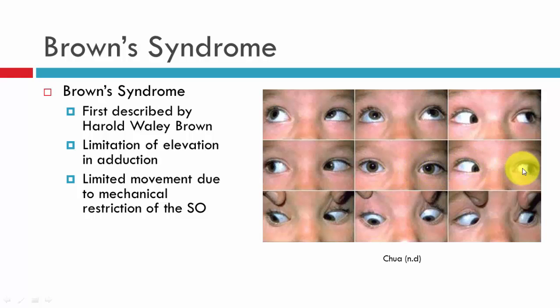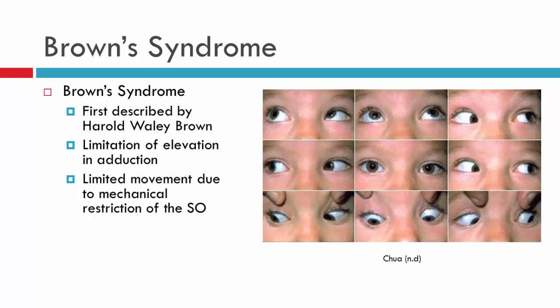Let's move over to laevoversion, and we can possibly see that there might be a hypodeviation there. But as we look up, we can certainly see that this right eye is not elevating. So this is a Brown syndrome. Obviously, this also looks like an inferior oblique palsy, or an inferior oblique underaction. We'll talk more about how to differentially diagnose between a Brown syndrome and an inferior oblique palsy in a later video. But the core characteristic of the Brown syndrome is limited elevation in adduction.